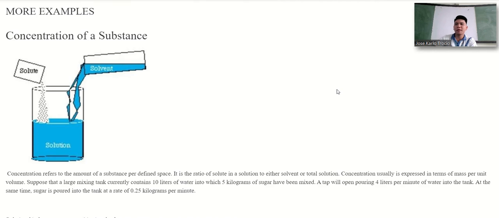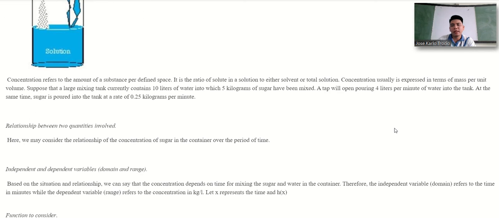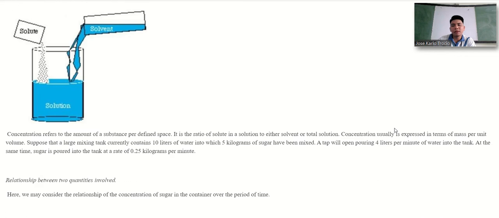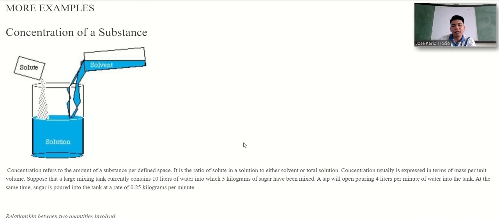Speaking of more examples, let us have more examples. Okay, so you have concentration of a substance. So again, this is concentration of a substance. Let us understand this very quickly. So again, let us read the problem. Concentration refers to the amount of substance per defined space. It is the ratio of solute in solution to either solvent or total solution.